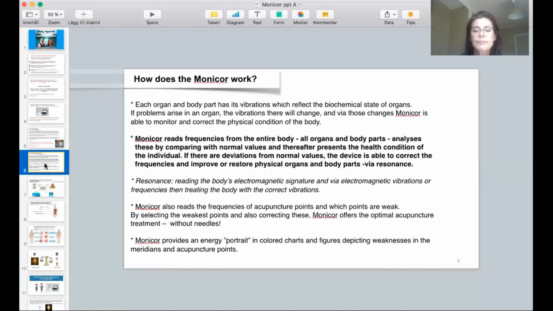So it reads the frequencies of acupuncture points and can tell you which points are weak. And then what it does, it selects the weakest points and also corrects these. So what happens when this is done is that you get an optimal acupuncture treatment for your entire body without the needles. Yay! So it also provides you with an energy portrait in colored charts and figures, telling you where the weaknesses are in the meridians and in the acupuncture points and in the organs. And I will show you later how this actually looks in the system.